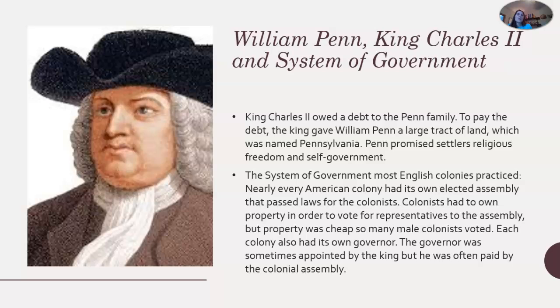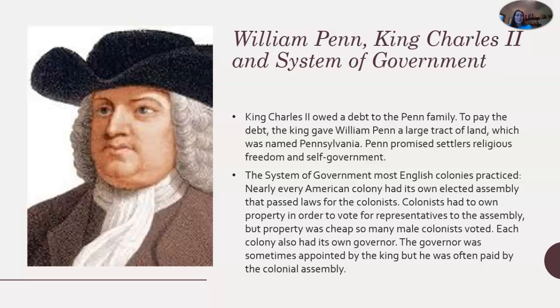William Penn, King Charles II, and the system of government. Here we're going to tie back in where King Charles paid debts to people that he owed. So King Charles II owed a debt to the Penn family. To pay the debt, the king gave William Penn a large tract of land over in the Americas, which was named Pennsylvania. Penn promised settlers religious freedom and self-government.